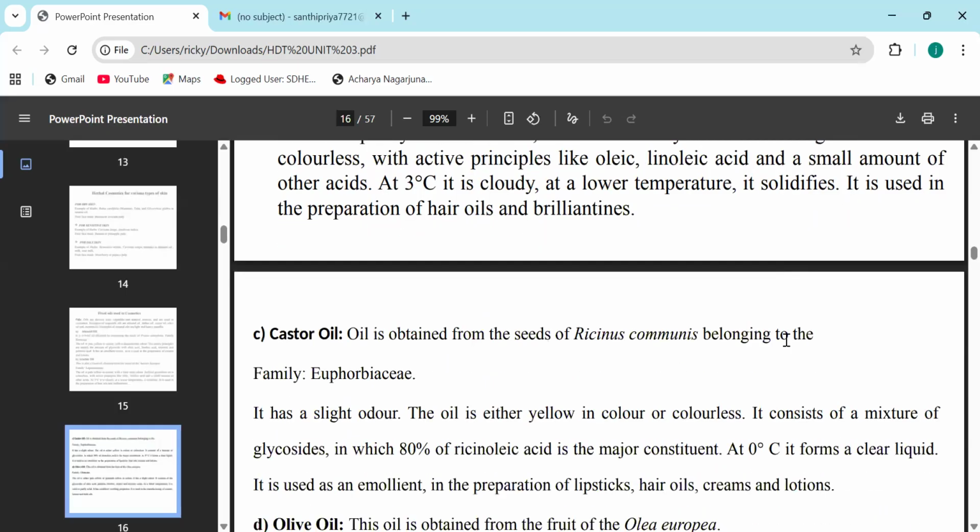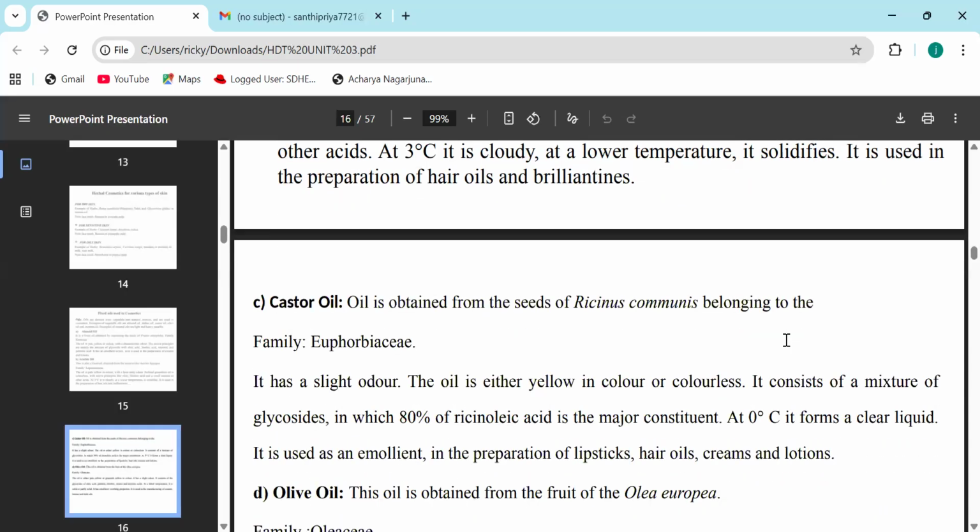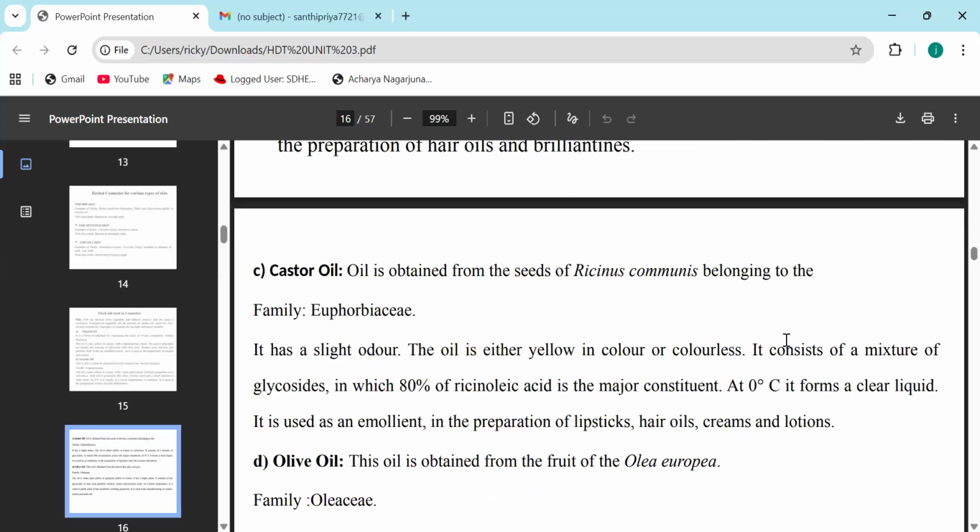And next one is castor oil. This is something we actually use in our daily lives. This oil is obtained from the seeds of Ricinus communis. It belongs to the family Euphorbiaceae, and it has a slight odor. The oil is either yellow in color or colorless. It consists of a mixture of glycerides, and 80% ricinoleic acid is the major constituent. At 0 degrees centigrade, it forms a clear liquid, and it is used as an emollient. Castor oil is used in the preparation of herbal cosmetics, those are lipsticks, hair oils, creams and lotions.